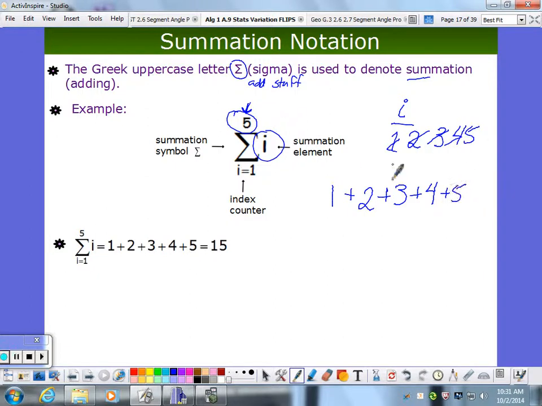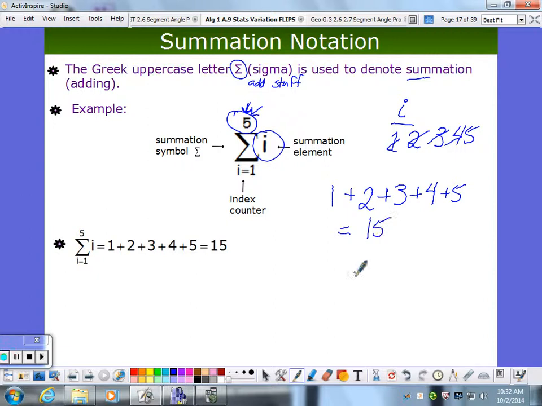Now, when do I stop? When my I value becomes that value. I already did that. So now I'm done. This is shorthand for that. It means the same thing as that. It's another way to write 1 plus 2 plus 3 plus 4 plus 5. And now I can add these numbers up. 3, 6, 10, 15.